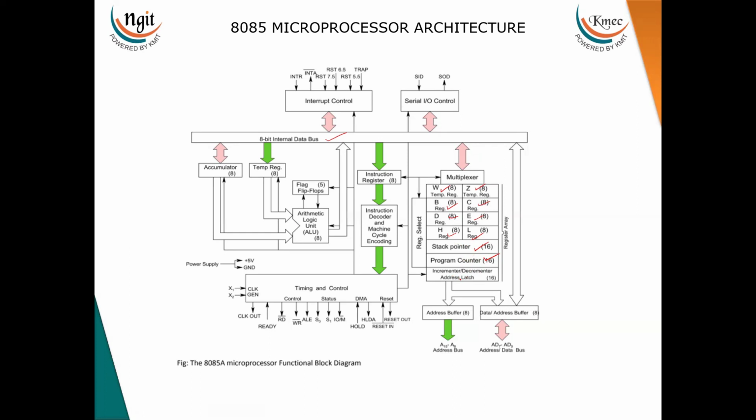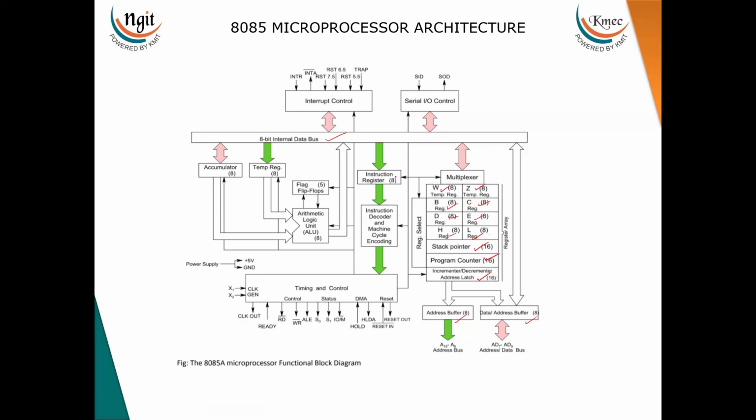Now the increment decrement address latch will increment and decrement the registers like the stack pointer and the program counter, and also hold the address. Now this address latch, again here if you see, the address buffer is an 8-bit buffer here and the data address buffer is an 8-bit buffer here. Wherever the buffer and register are there, those are nothing but what? Flip-flops are connected. 8-bit means what? 8 flip-flops are connected. 16-bit means what? 16 flip-flops are connected to store the data. Now this I will explain later.